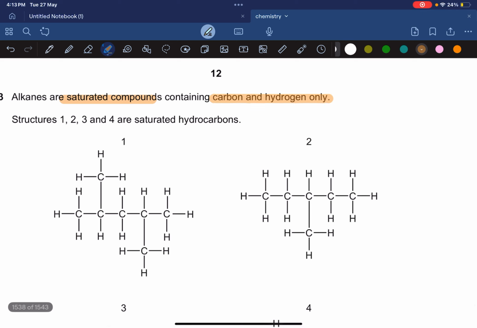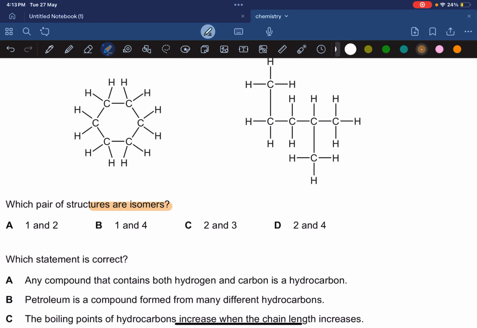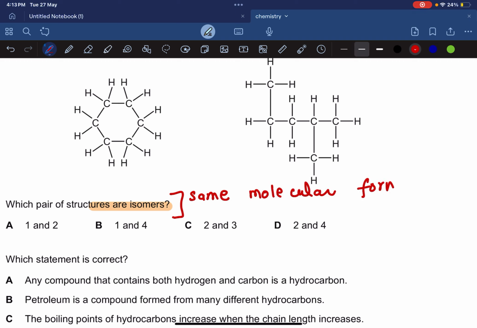Okay, alkane should not have anything apart from carbon and hydrogen. Structures 1, 2, 3, 4 are saturated hydrocarbons. Which pair of structures are isomers? What are isomers? Isomers are compounds that should have technically the same molecular formula. The molecular formula, or the number of atoms, should be the same, but the structural formula should be different.